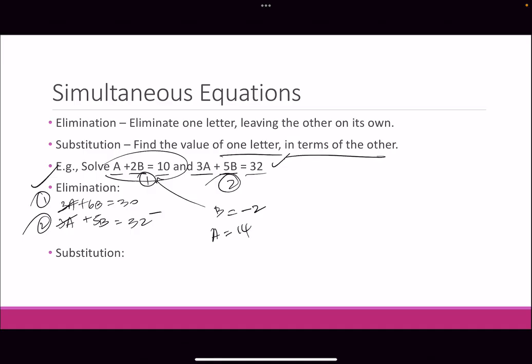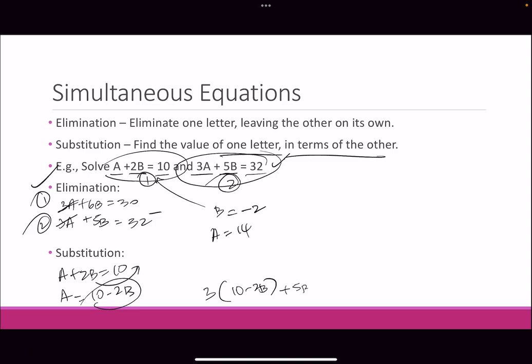Now another way I can do this is to find one letter in terms of the other letter. Let's just take the first equation, for example. A plus 2B equals 10, so A equals 10 minus 2B. I've just moved it over. Now I know what A is in terms of B, and instead of A in this other equation, I can substitute 10 minus 2B. So instead of 3 times A, it's going to be 3 times 10 minus 2B, plus 5B equals 32. Expand that: 30 minus 6B plus 5B equals 32. Minus B equals 2, so B equals minus 2. And then you should get A equals 14 if you sub back in.